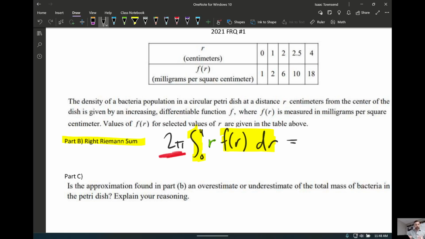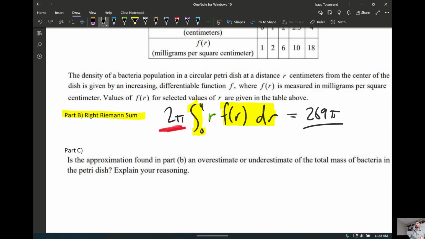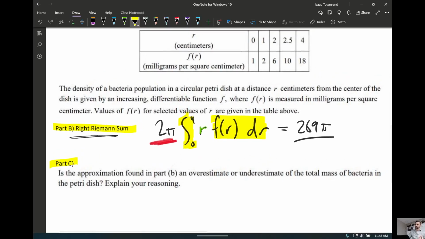So if you would like to try that, it's not impossible or anything, but it comes out to 269 pi, but I'm not interested in that. I'm just telling you what it is. But usually they'll ask you to do some sort of Riemann sum, and then maybe on another part they'll say, hey, now is that an overestimate or underestimate, and explain your reasoning.